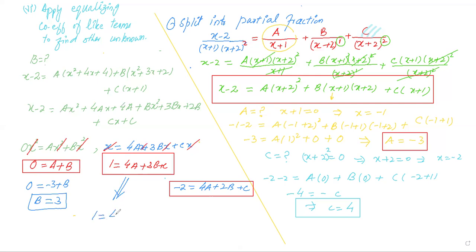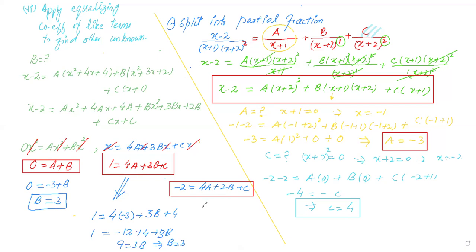1 is equal to 4 times a, which is already given, that is minus 3. B is unknown, 3b. What's the value of c? It is plus 4. 1 is equal to minus 12 plus 4 plus 3b. Minus 12 plus 4 becomes minus 8. When you shift on the other side, it becomes plus 8. So 9 is equal to 3b. After cancellation, I will get b is equal to 3. As I said, you can select any one of these two equations.